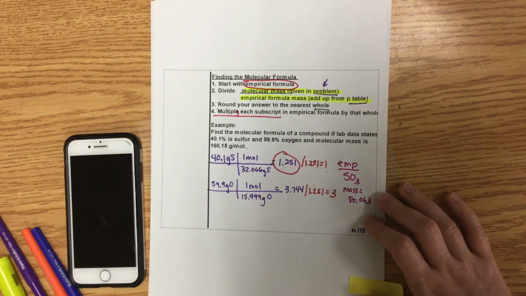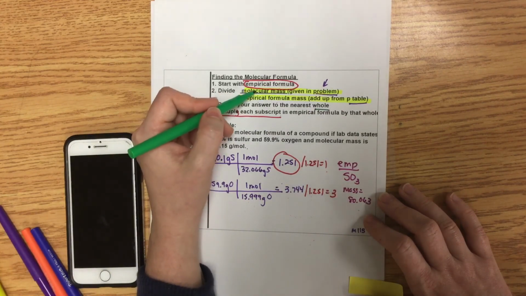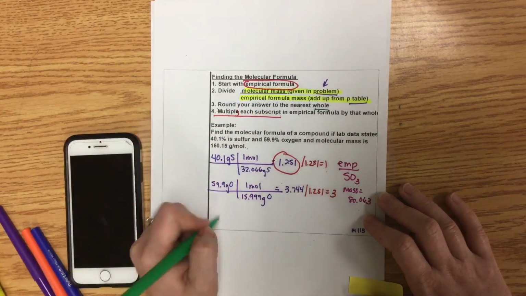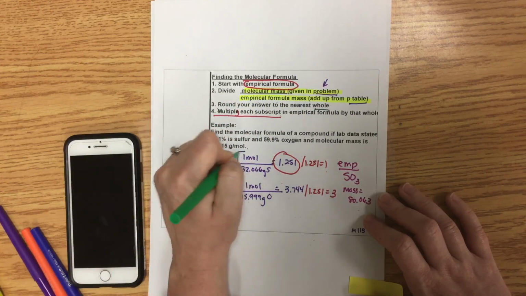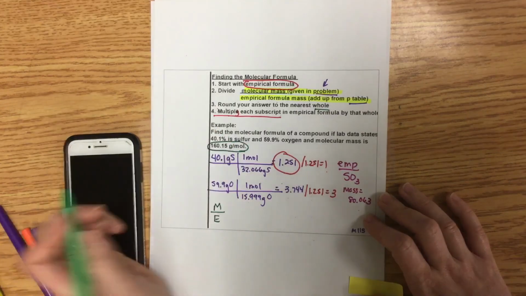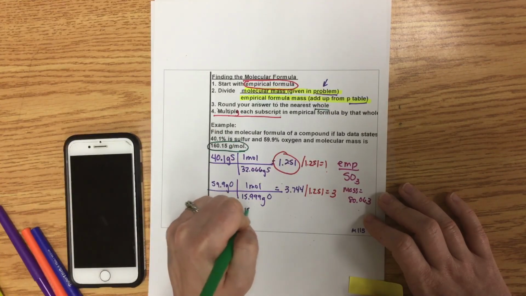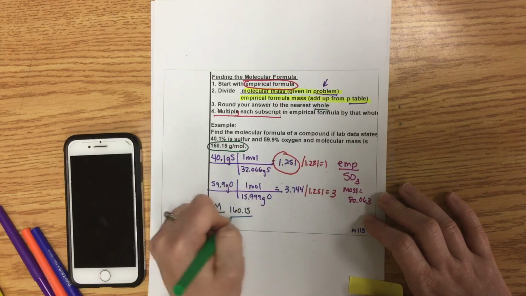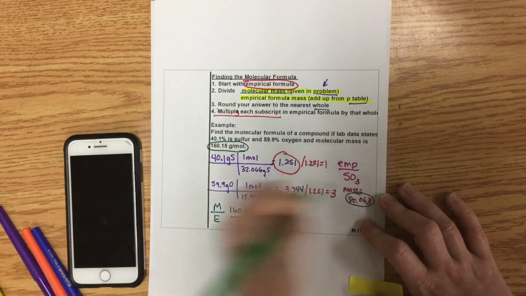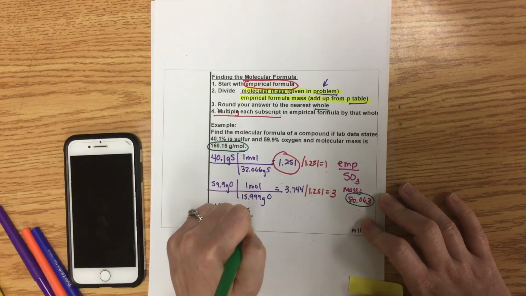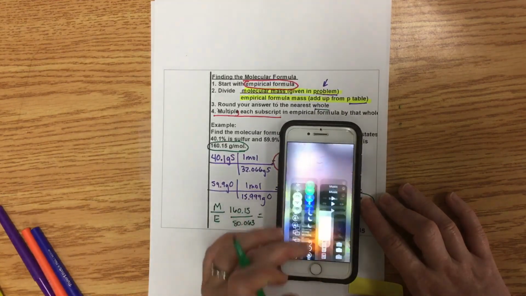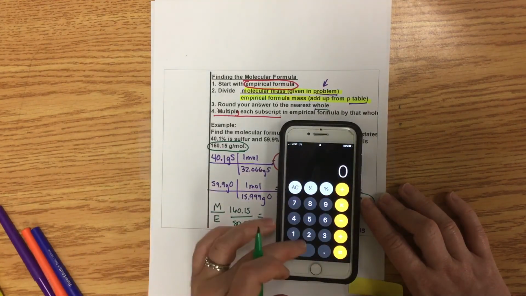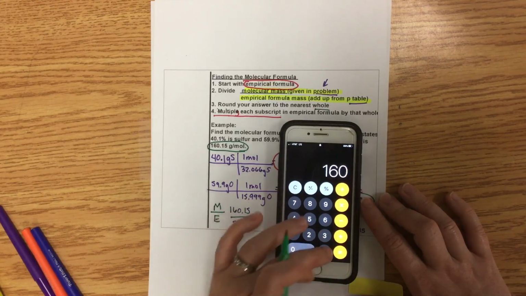Okay, so in order to find the molecular formula, I've got to take the molecular mass given in the problem divided by the empirical mass. So molecular divided by empirical. Well, the molecular mass given in the problem was 160.15 grams per mole, and the empirical mass that we got was 80.063. And so when you divide those, you're going to get something really close to 3. I'm sorry, really close to 2.